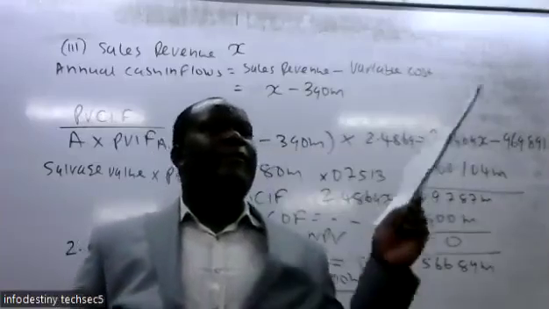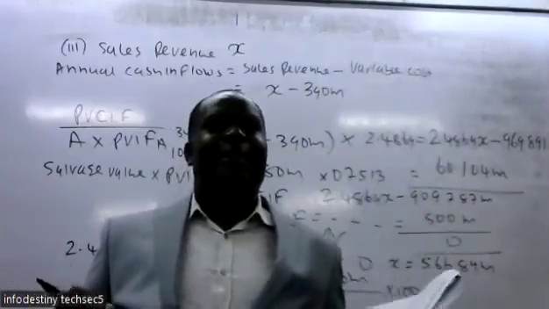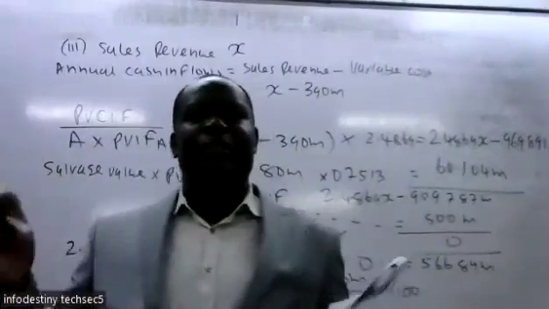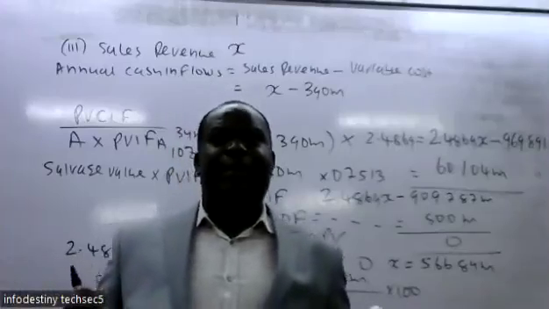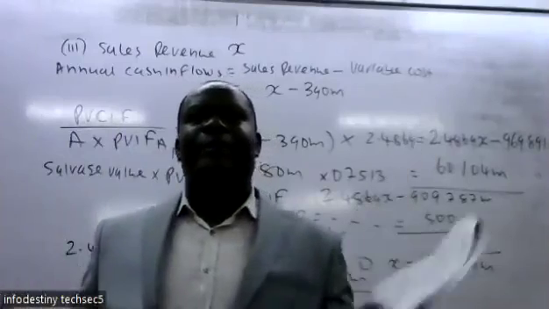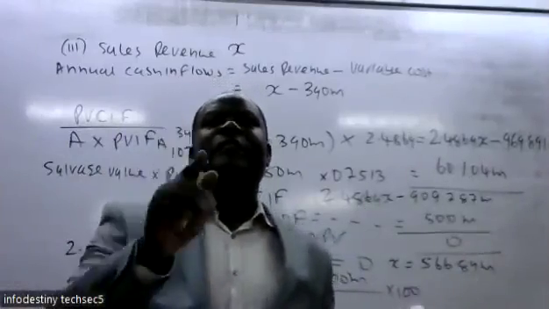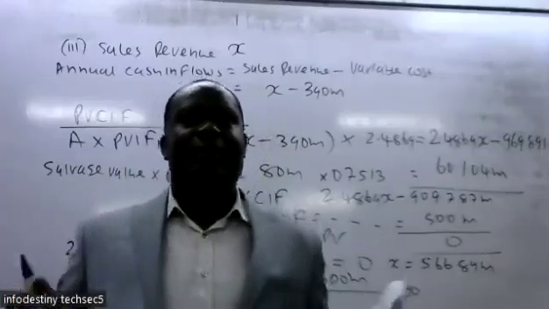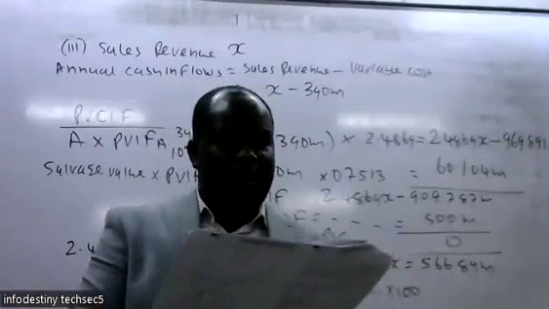So when they give you the change, you see they have given us 10%. When they give you the change in the variable, it is impact analysis. But when they ask you to calculate the change in the variable, it is the break-even point analysis. So this time around, they have given you a change in the variable. It affects you adversely. So there are 3 items there.